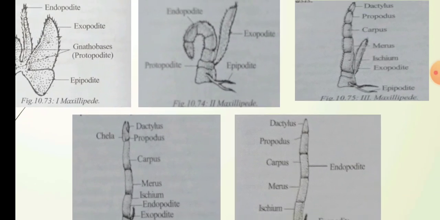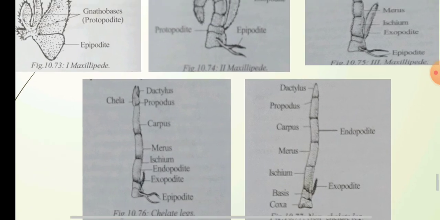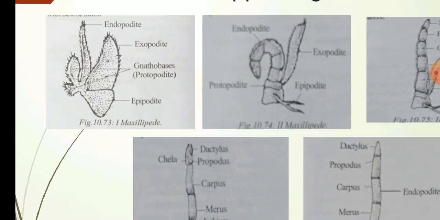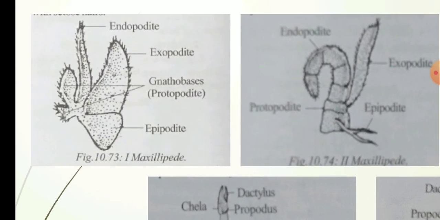Maxillipede 1, 2, and also the ciliate legs and the non-ciliate legs. First we will see maxillipede 1. Maxillipede 1 forms the first thoracic appendage, and it is present on the 6th segment. It consists of a protopodite, which is flattened and incompletely divided into 3 lobes called the gnathobase, covered by small setose hair, whereas the exopodite is a flattened lobe, and the endopodite is made up of 5 podomeres.